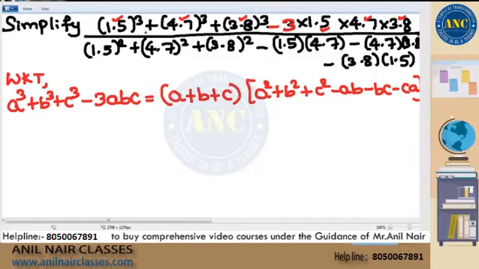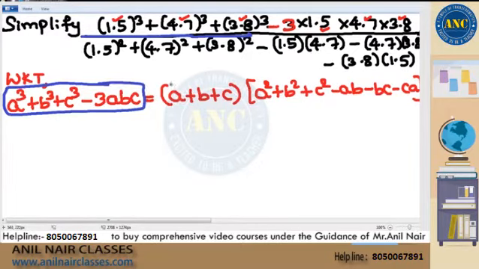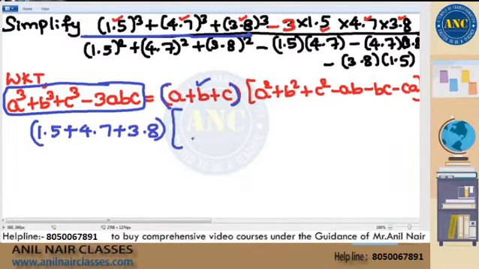That numerator, whatever they have written here, is nothing but this particular notation I wrote just now. That means I can write the right hand side term in the numerator: a plus b plus c, which is 1.5 plus 4.7 plus 3.8, into a square plus b square plus c square. A is 1.5, b is 4.7, c is 3.8. So 1.5 square plus 4.7 square plus 3.8 square. That is exactly what I have in the denominator also.